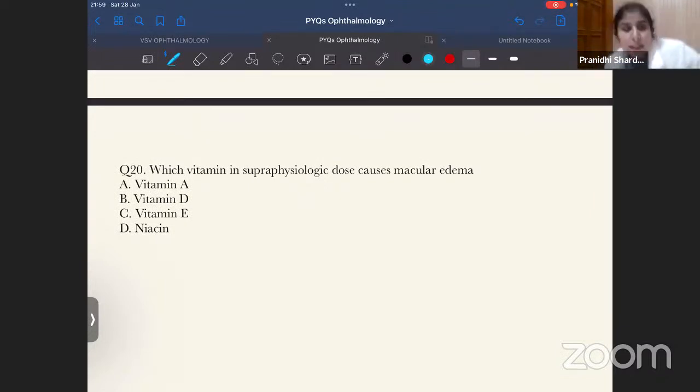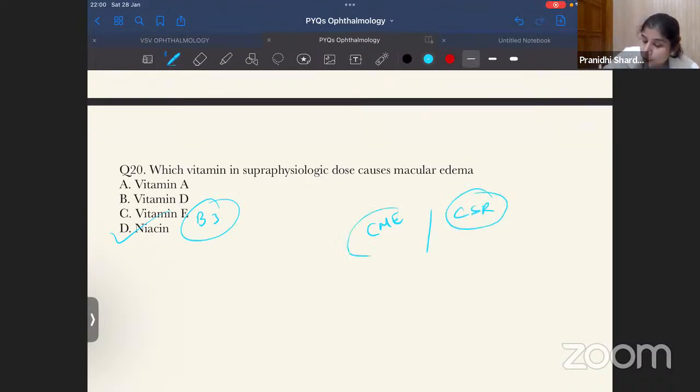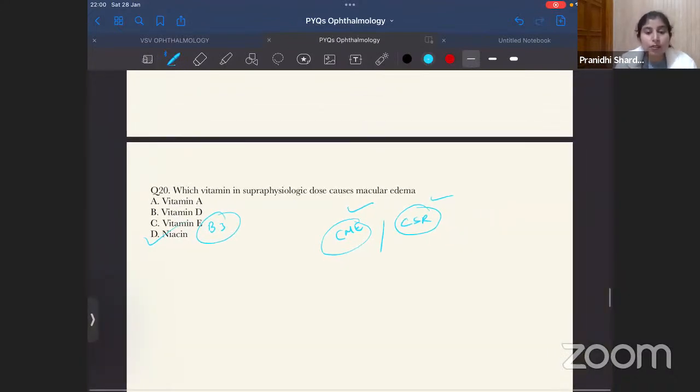Next is which vitamin in supraphysiological doses causes macular edema? Factual question, niacin, vitamin B3, because it activates prostaglandins, which break the blood retinal barrier, causing cystoid macular edema. But the important topic is cystoid macular edema and its differential. What is the most important differential? CSR. Do study both CME and CSR. Okay, CSR and CME causes.